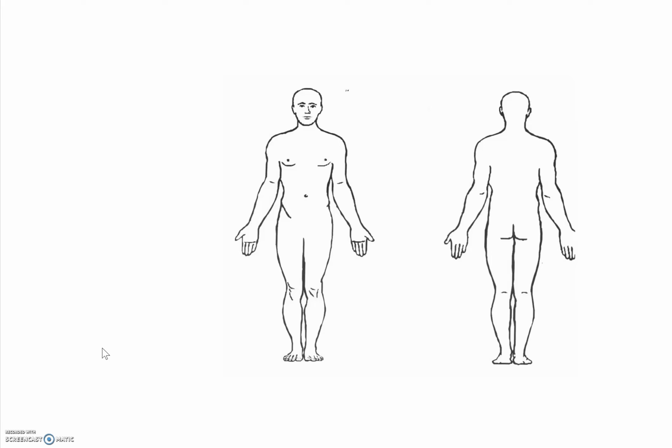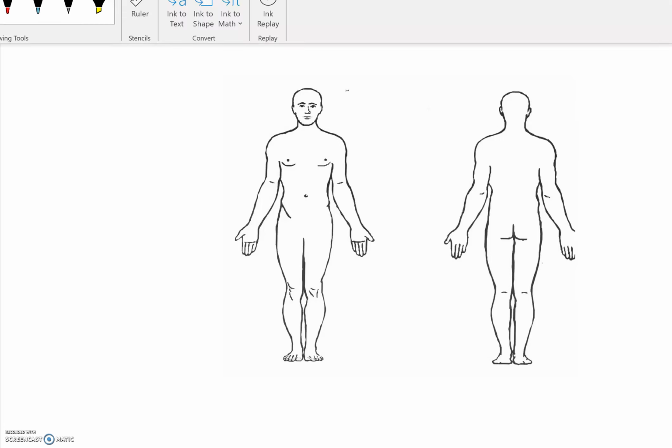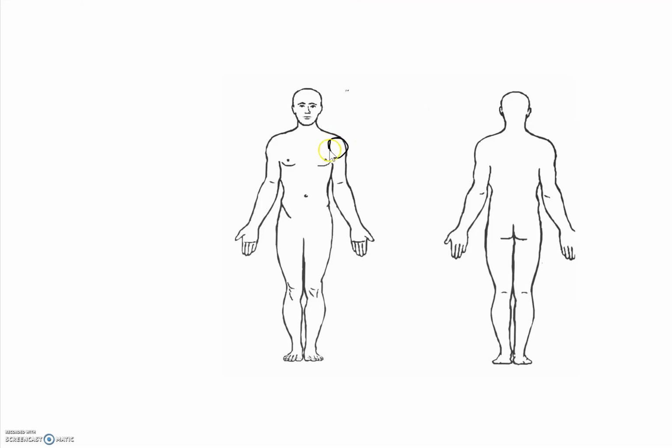Then the next two are kind of tricky, so I'm going to give you guys a couple examples, and these two are proximal and distal. So say we're looking at the arm here, and the point of attachment for the arm is at the shoulder. So let me get my pencil here. Alrighty. And so this right here is going to be your point of attachment for your arm at the shoulder.